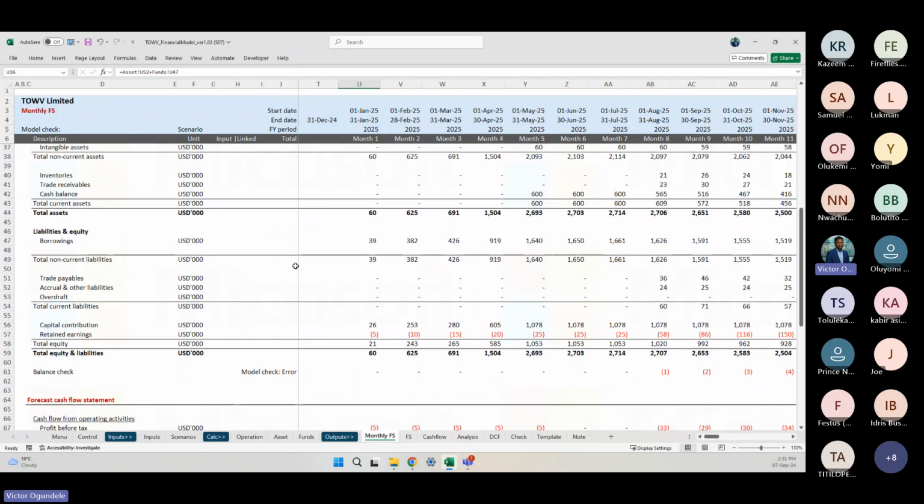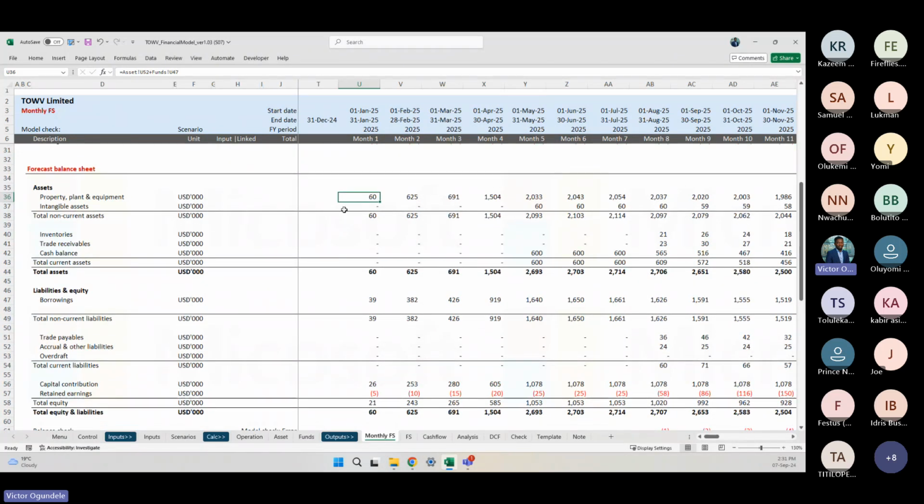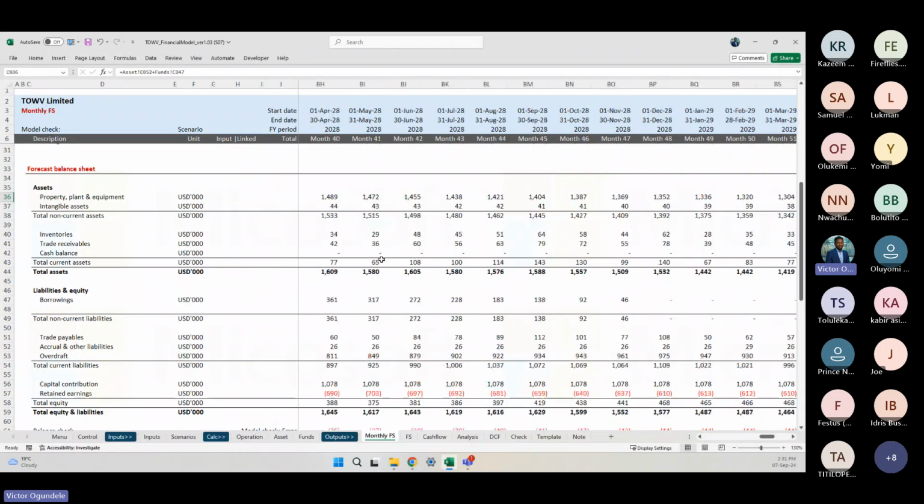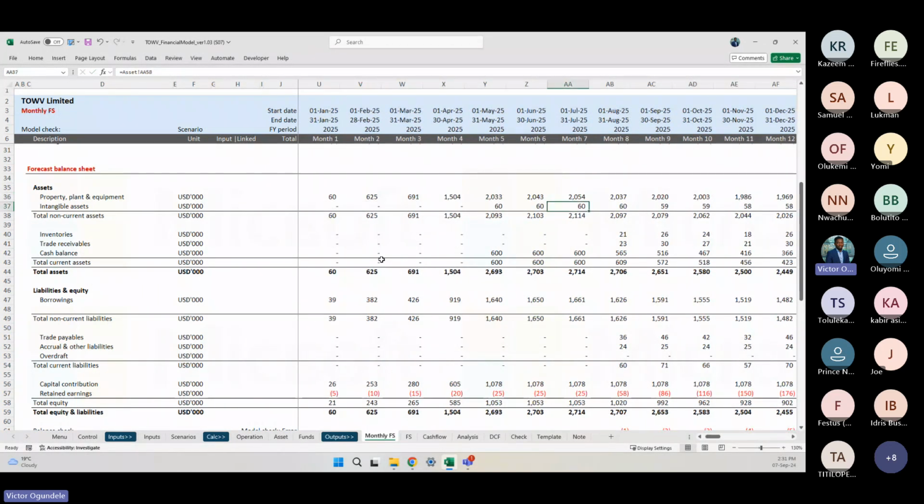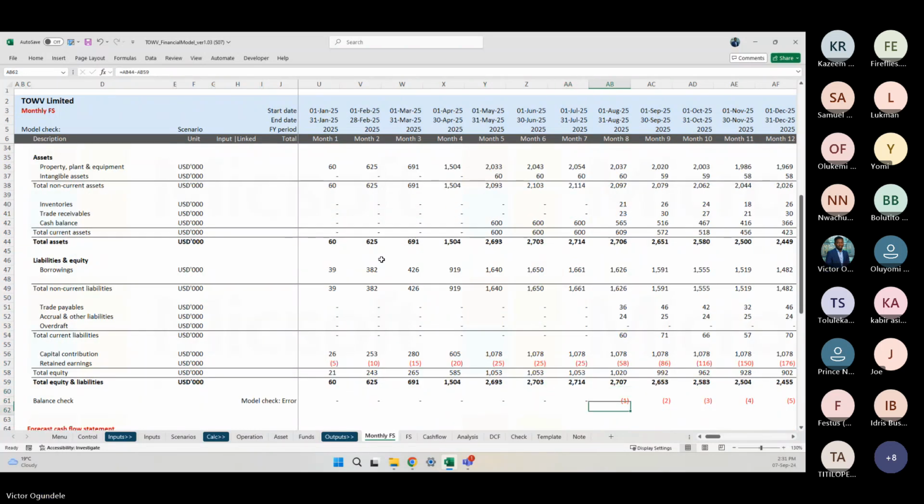So plus, it's going to link that. Just add that to your property, plant, and equipment. You don't need to create another line item for accrued interest. So link that, then you see from year 8, balance sheet will not balance.